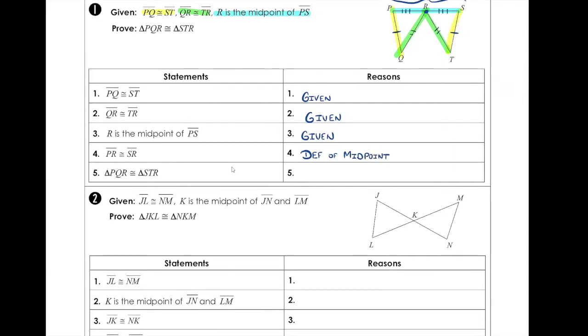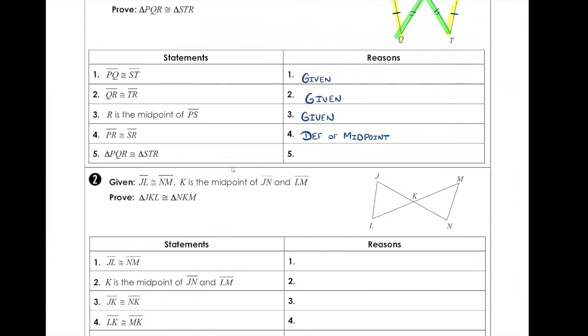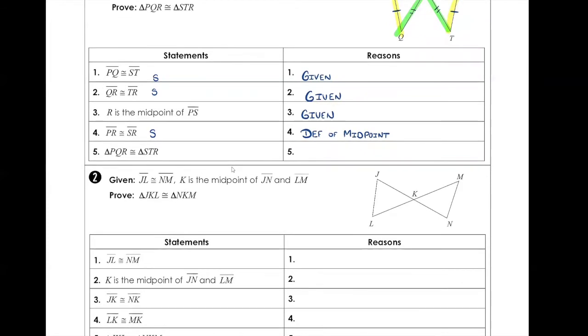Definition of midpoint. And lastly, why is PQR congruent to STR? Side, side. So we look at it, guys. This was a side, this was a side, and this was a side. So we're going side, side, side congruence, and you can just put SSS. That congruency statement was created because we proved that three sides were congruent to each other on the separate triangles.